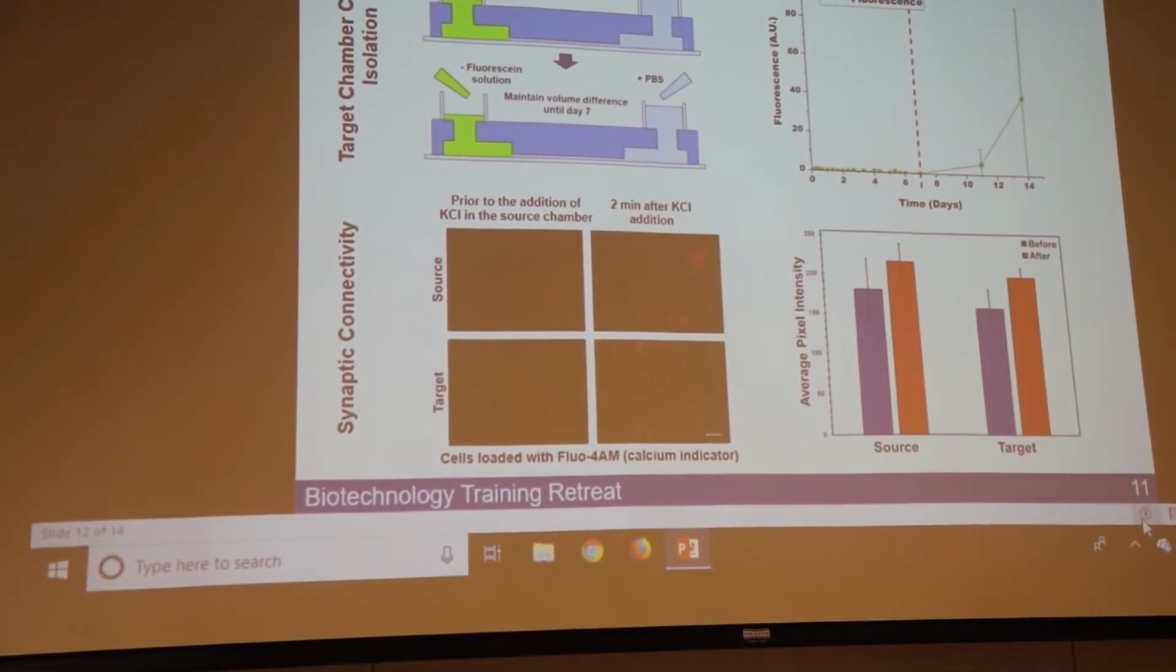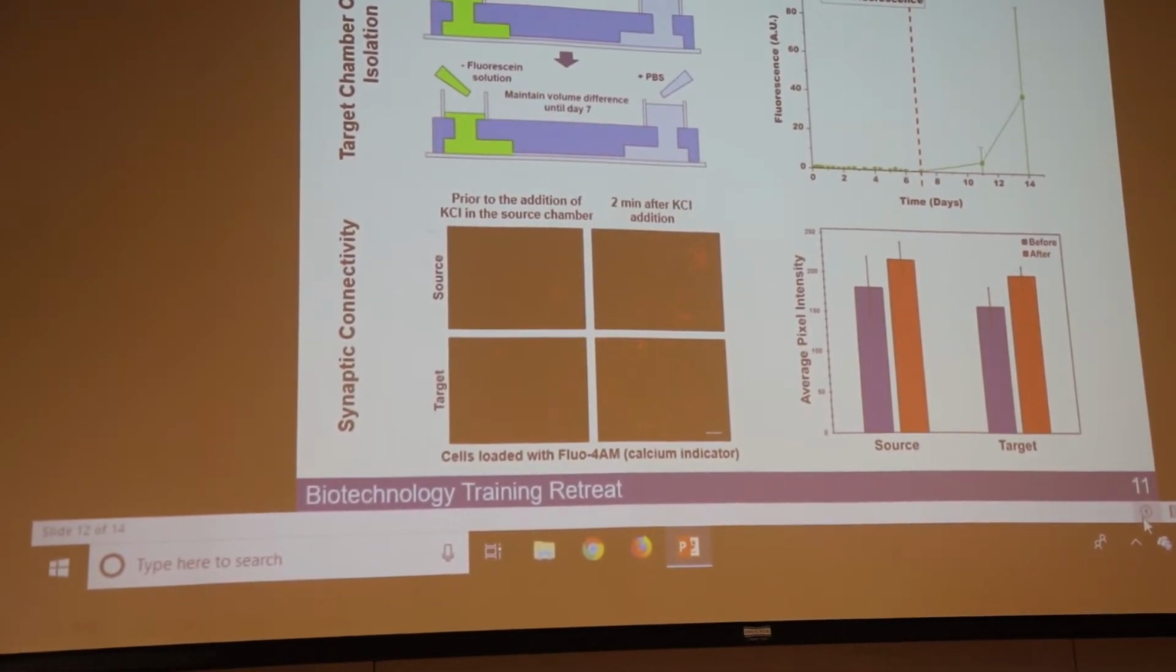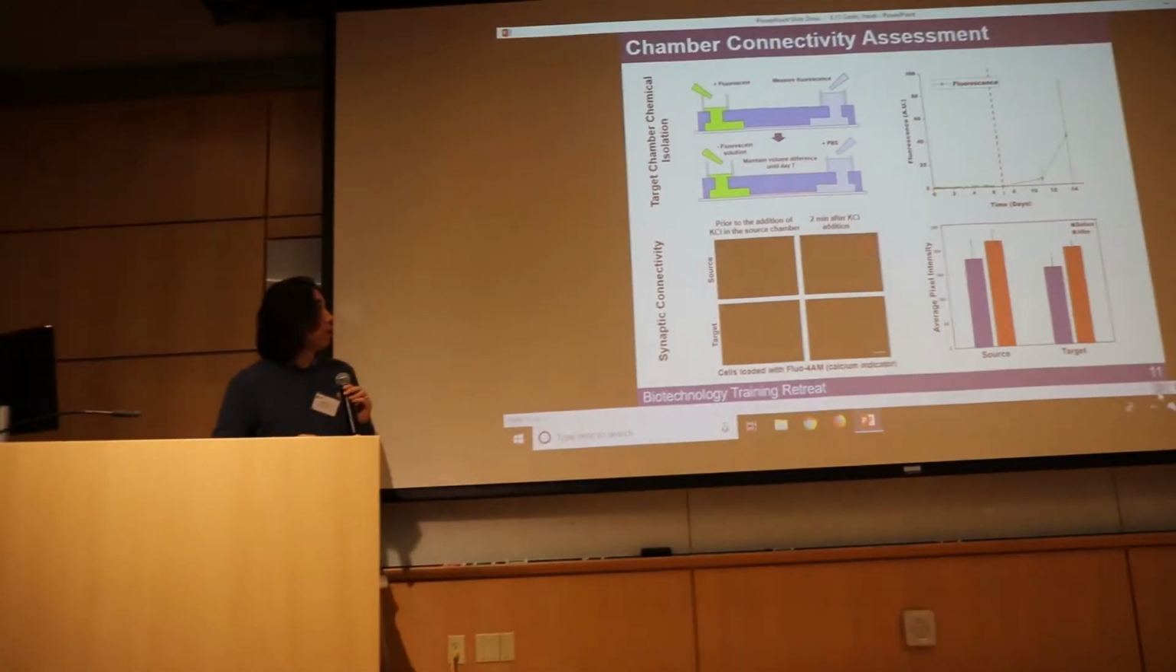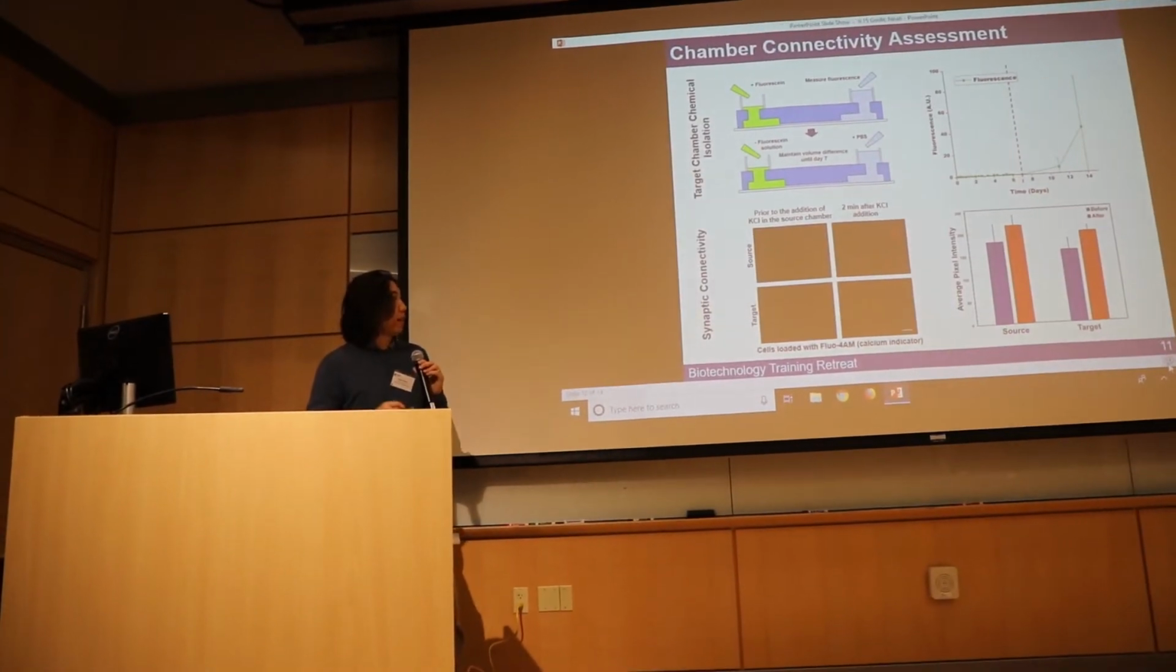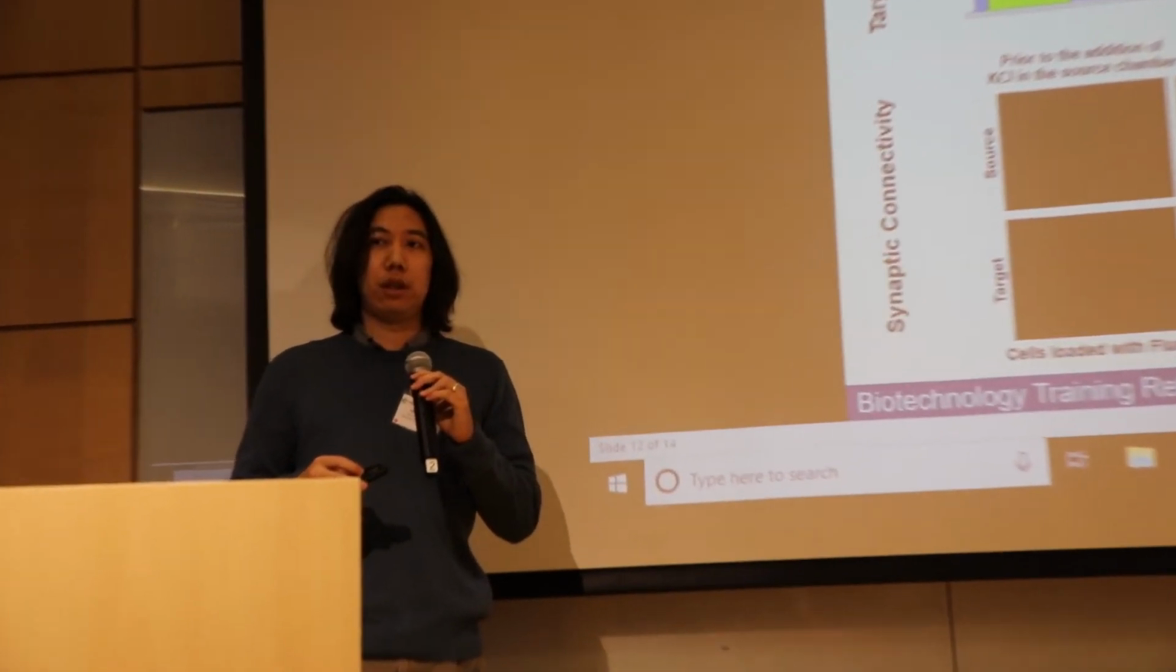Additionally, we wanted to look at the synaptic connectivity between the two different neural populations. So in this case, we loaded each side of the chamber with the calcium indicator dye, and then spiked the source chamber with 2 millimolar of KCl in order to depolarize that side, and then looked at the fluorescent readout in the opposing chamber. And once again, we saw an increase of fluorescence, indicating that the cells were depolarizing in response to the addition of KCl in the source chamber.